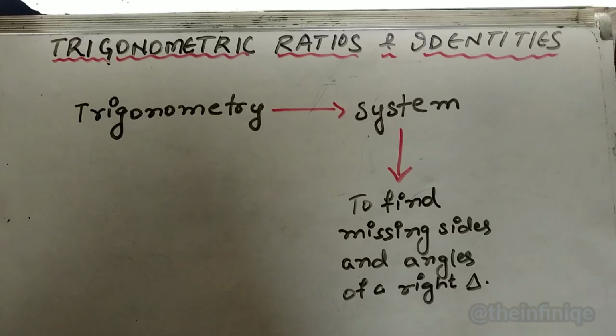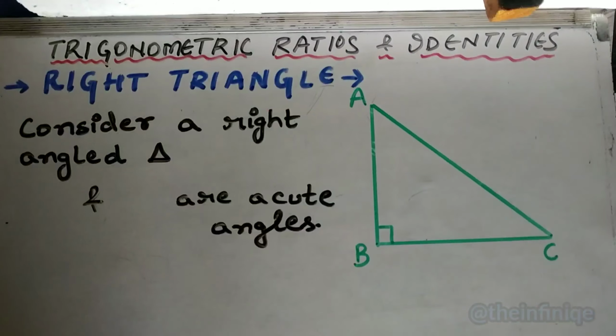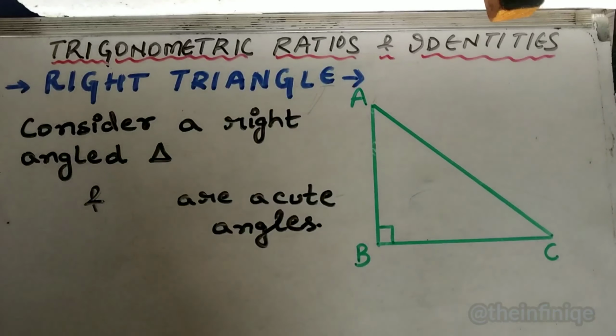So trigonometry is a branch of mathematics, or we can say that it is a system that helps us to work out missing sides or angles in a right triangle, that is, missing sides and angles of a right triangle. Let's first talk about the right triangle.